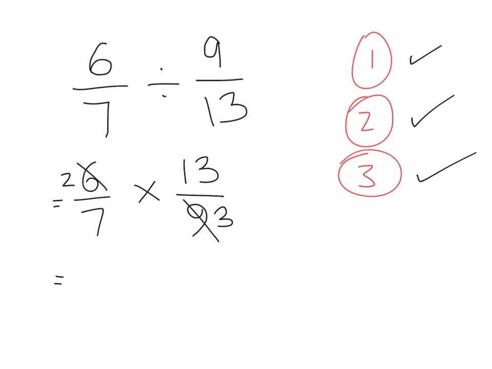2 times 13 is... Come on. 2 times 13. 26. 26, thanks. And 7 times 3 is... 21. Okay, and we're done here. No. Why not? We need to change into a mixed number fraction. Who's got it for me? Leka got it for me last time. Take it away, Austin. So it's 1 whole and 5 over 21. Very good.